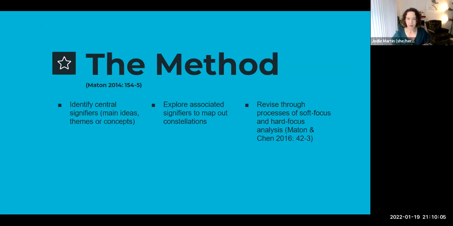So the methodology, quite simple, 2 main steps. First, identify the central signifiers. And this is going back to Knowledge and Knowers, chapter 8, basic constellation analysis. What were the main ideas, themes, or concepts present in the video, in the assignment? Then I explored the associated signifiers to map out the constellations. And then importantly, I used what Maton and Chen call a process of soft focus and hard focus analysis.